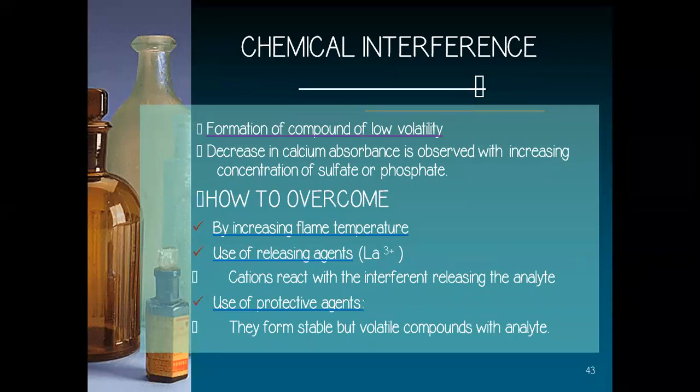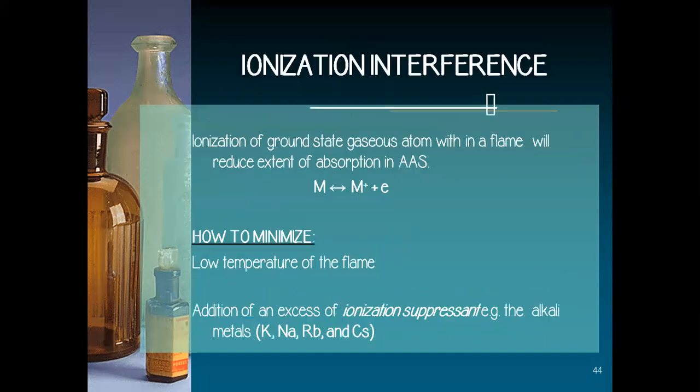Chemical interferences are formations of compounds of low volatility, for example, a decrease in calcium absorbance is observed with increasing concentration of sulfate or phosphate. ये chemical एक ऐसा present है जो कि वहाँ पे problem दे रहा है. So this can be overcome by increasing flame temperature or using releasing agents like La3+. Cations react with the interferent, releasing the analyte, and we can also use protective agents. They form stable but volatile compounds with the analyte.